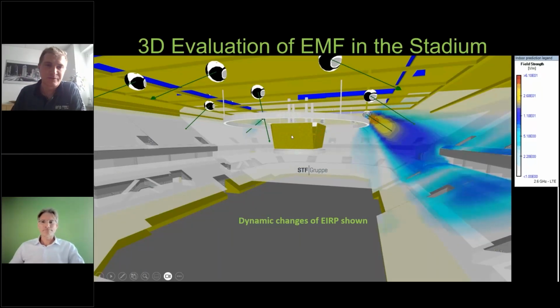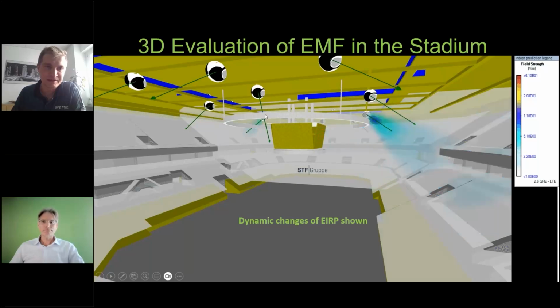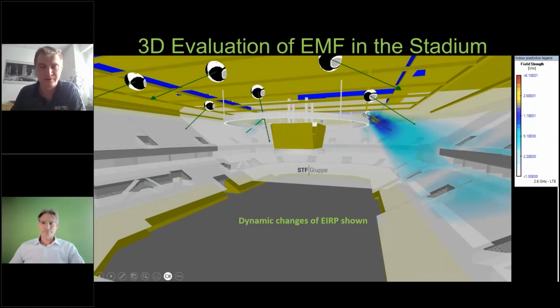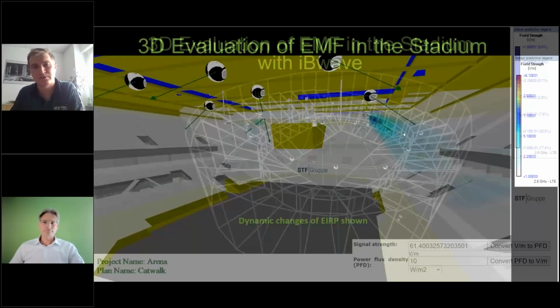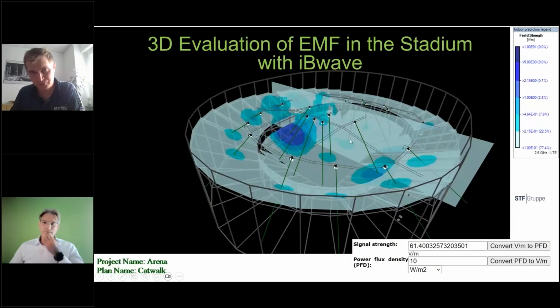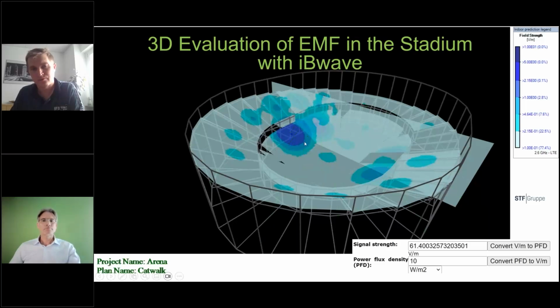Exactly for this reason we have made this model in a really detailed way, because people can be located on the catwalks, and we would really like to check if some impossible density of RF energy would be there, and we have checked. We have also performed the same analysis for the stadium, and we have checked where our EMF would be at maximum.